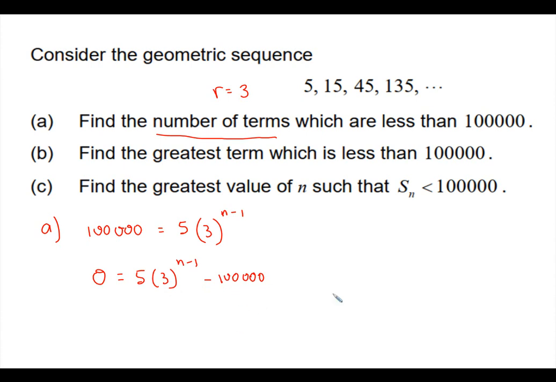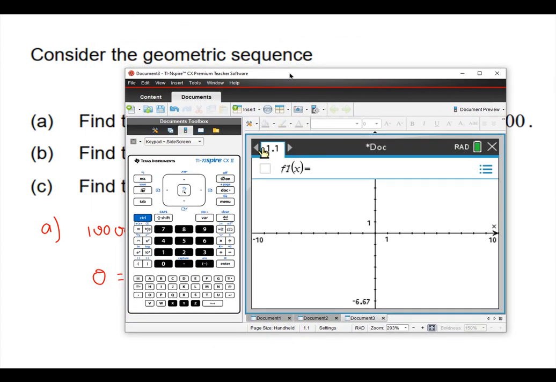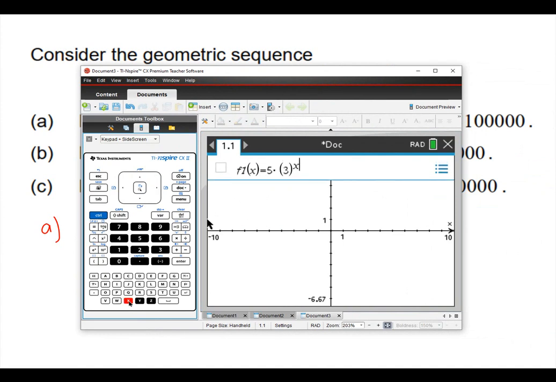From here, we're going to open up the Inspire. Let's graph our equation now. All you need to do is graph 5 times 3 to the exponent n minus 1, so use x for n, x minus 1, then minus 100,000. We're just going to graph this.